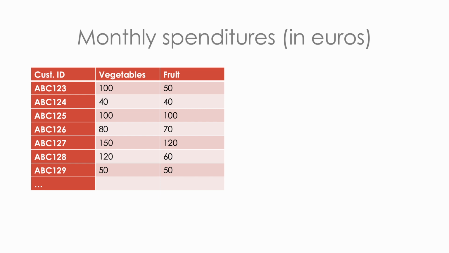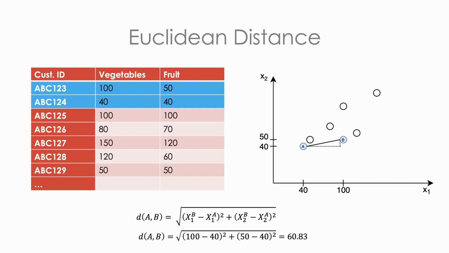A natural way to measure distance in this case is the Euclidean distance, which is often the first approach that comes to mind. Here's how the Euclidean distance works. Take two customers A and B. Since we're working with two variables, we can plot the customers on a graph, where one axis represents vegetable spending and the other represents fruit spending. The shortest straight line connecting points A and B on this graph represents the Euclidean distance between the two customers.